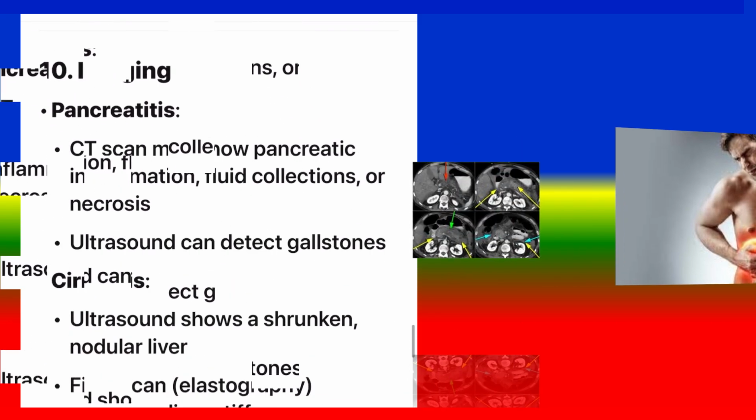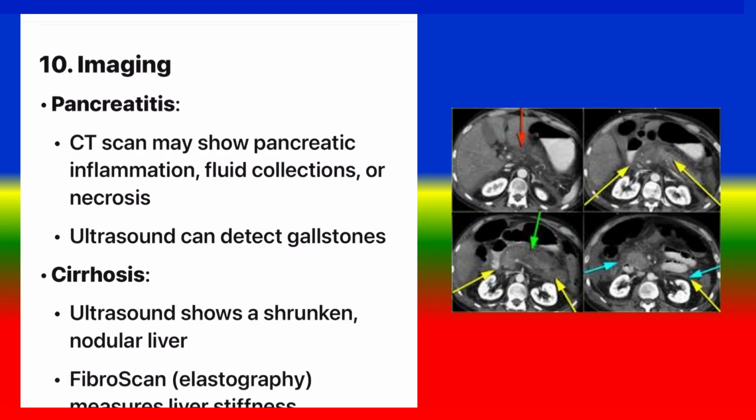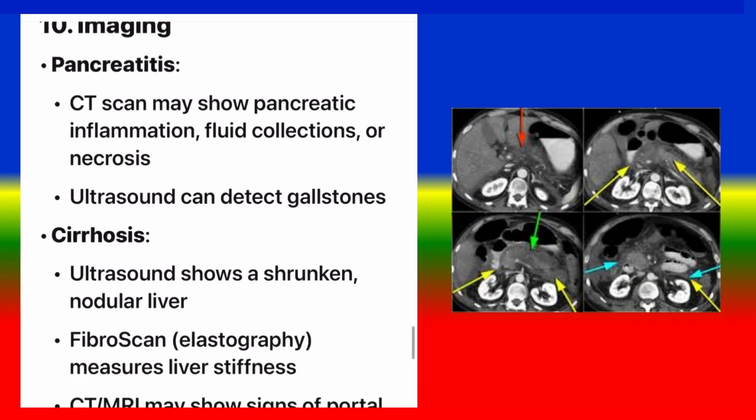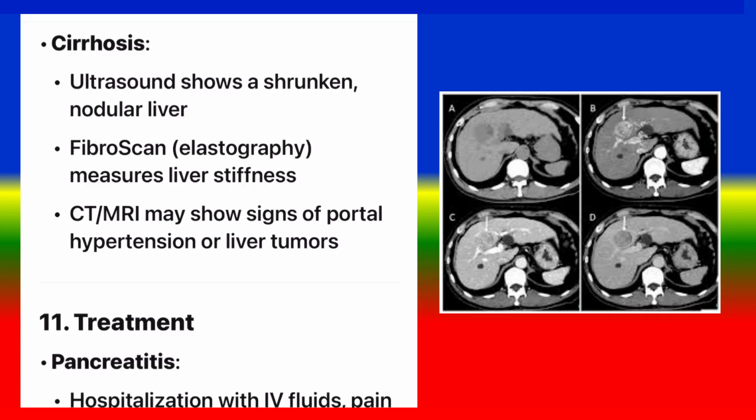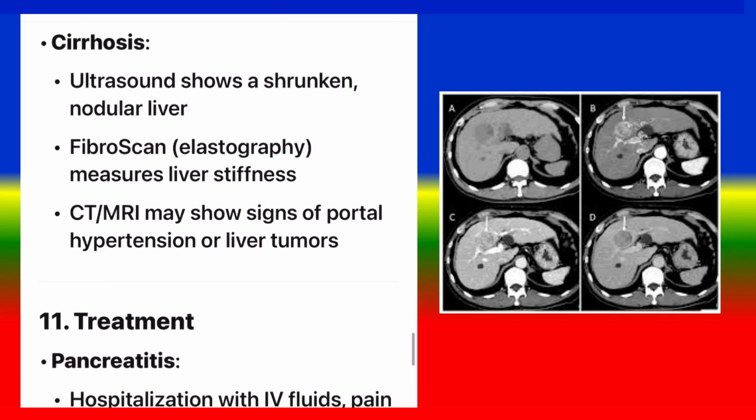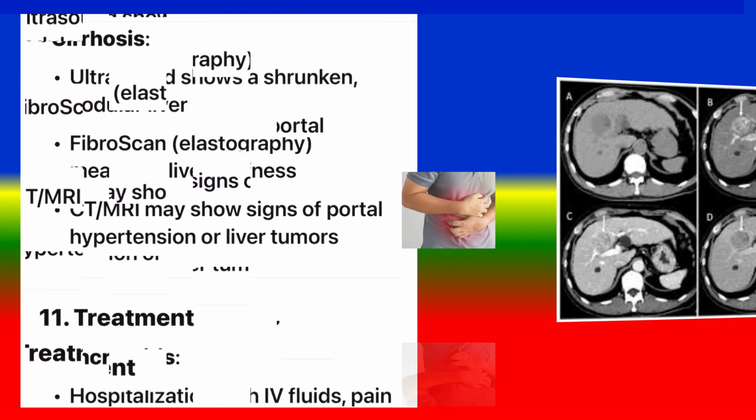10. Imaging. Pancreatitis, CT scan may show pancreatic inflammation, fluid collections, or necrosis. Ultrasound can detect gallstones. Cirrhosis, ultrasound shows a shrunken nodular liver. Fibroscan, elastography, measures liver stiffness. CT-MRI may show signs of portal hypertension or liver tumors.